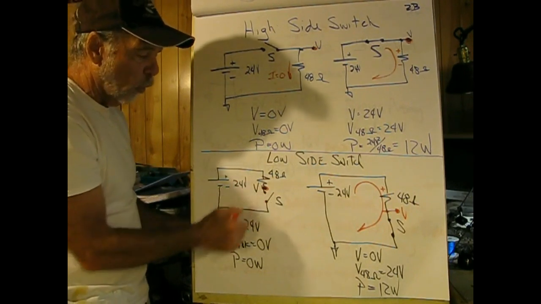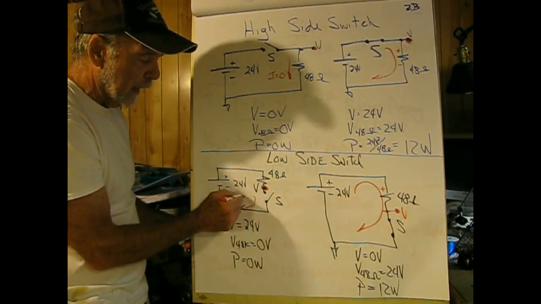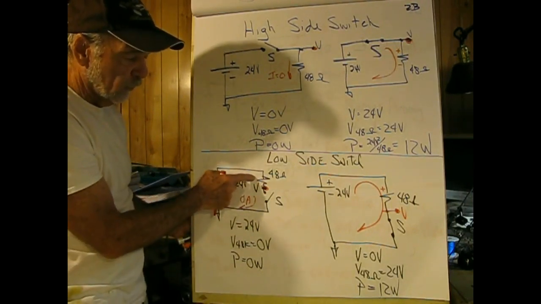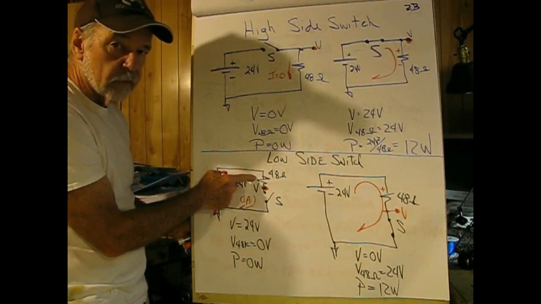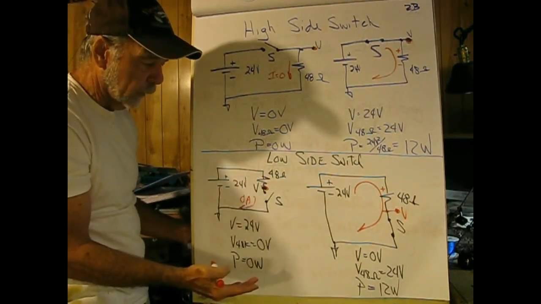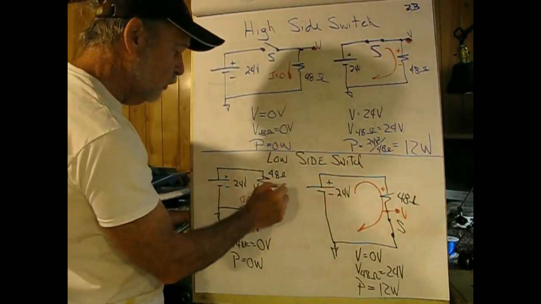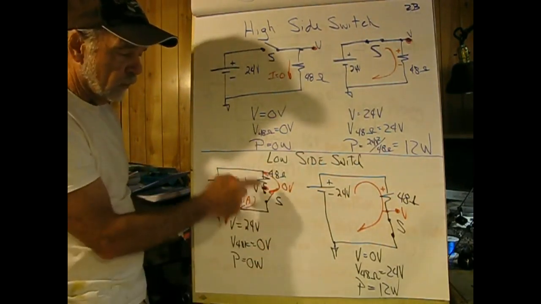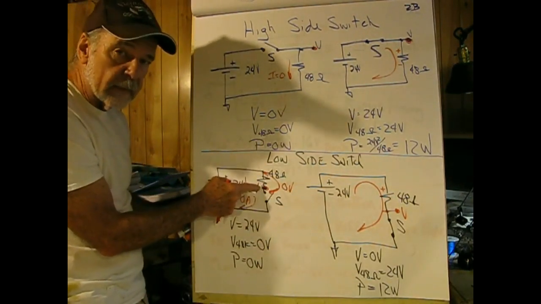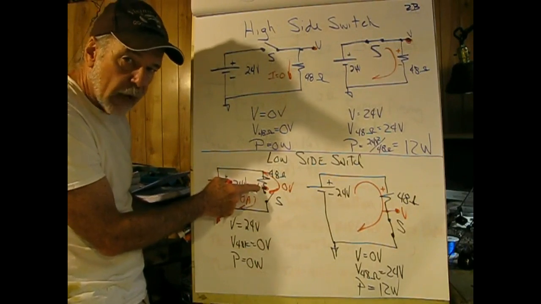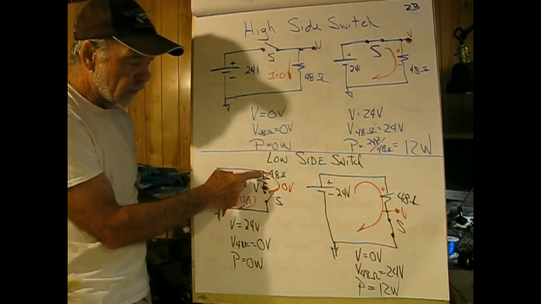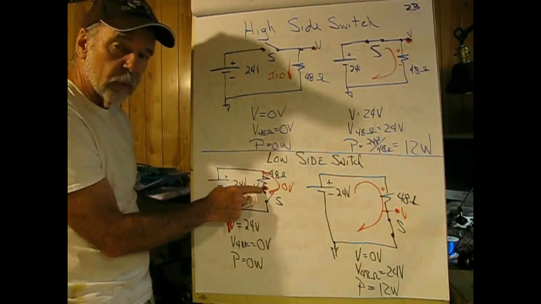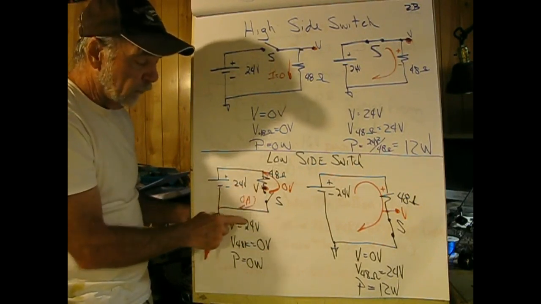Now if the switch is open, the current flow through here, I, is equal to 0 amperes. That means that the voltage drop across the 48 ohm resistor is going to be 0 volts. There's no current flowing through it. Now if we have a 0 volt drop across the resistor, what that means is one side of the resistor is the same voltage as the other side. The drop is 0. Since this side is connected to 24 volts, the test point V, if we were to measure it, would be 24 volts.